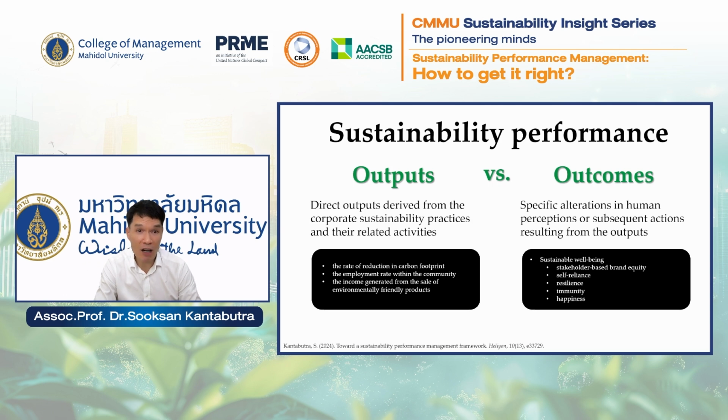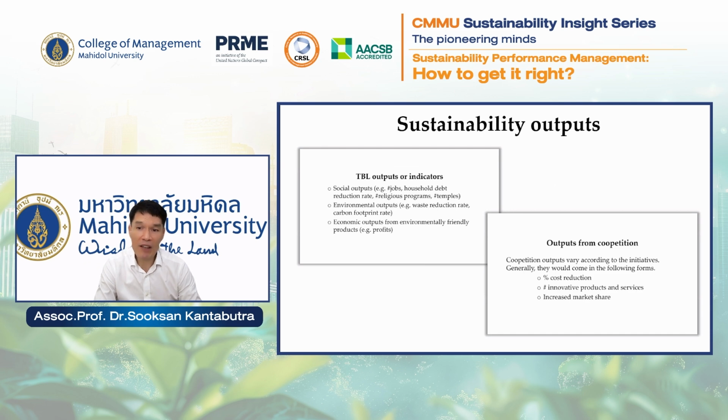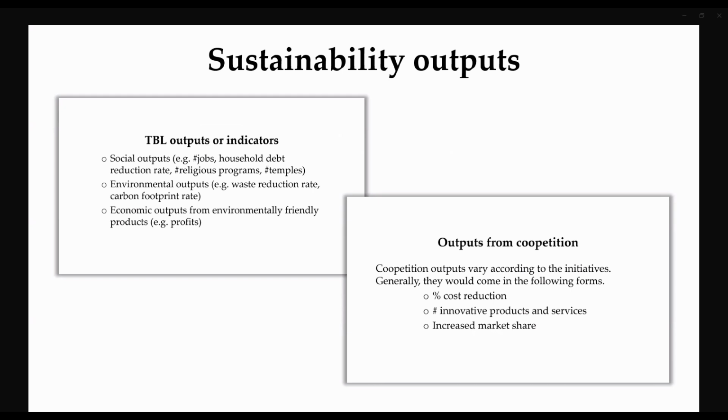Self-reliance, the ability to stand on one's own. Resilience, immunity, and happiness. So these are the sustainability outcomes that we should measure. Okay. So we gave an example of output here from the TBL strategy, from the co-opetition strategy already.